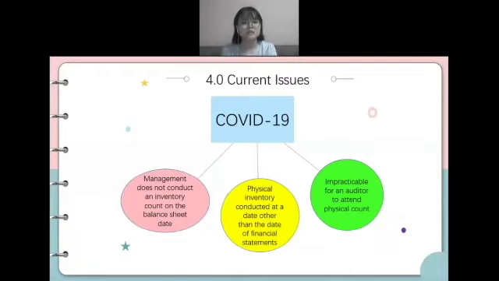Okay, the management does not conduct an inventory count on the balance sheet date. This is because the government imposed a lockdown, so the warehouse is closed and the people need to stay at home, so the management cannot conduct the inventory count. They need to inform their auditor regarding this matter.